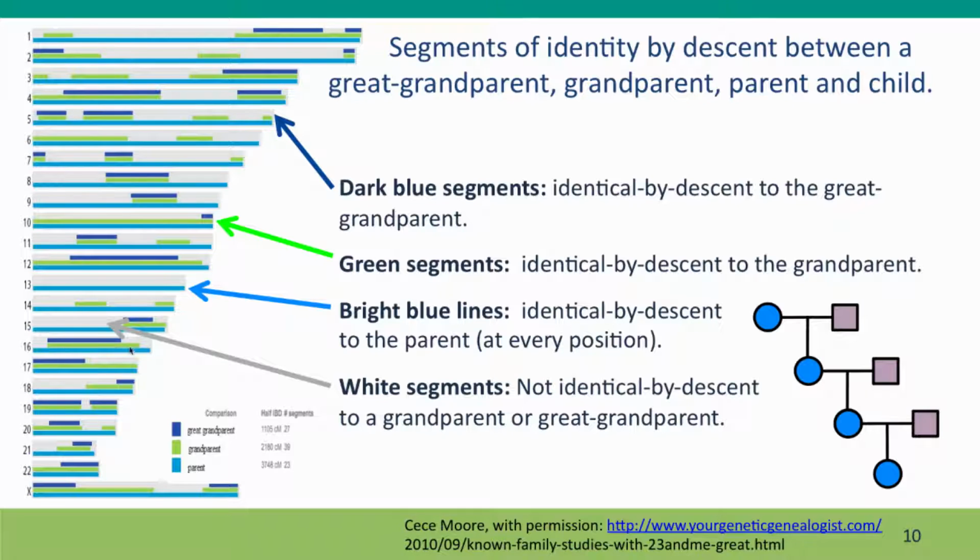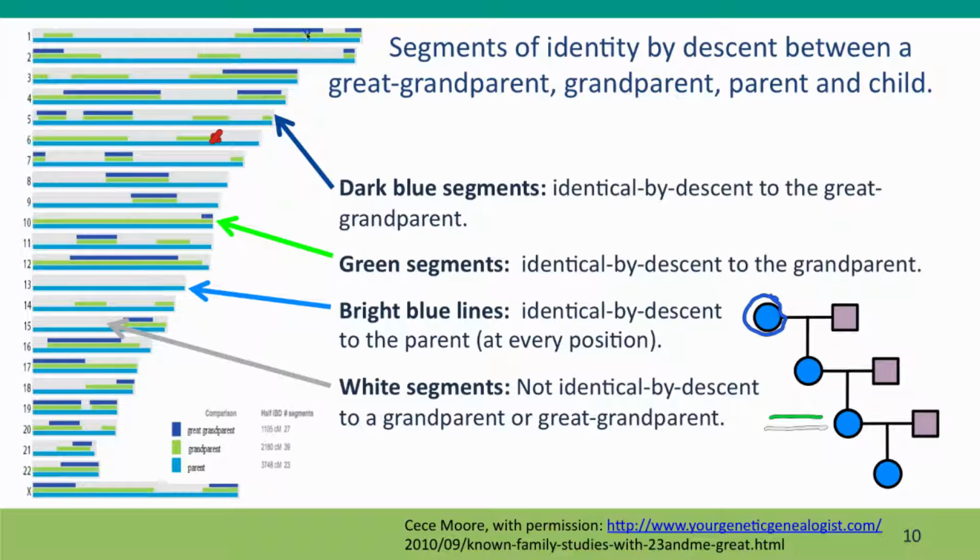The green segments show identity between the child and their grandparent. So these are segments of the grandparent DNA. Here I've shown it as if it was the grandmother, that were passed by the mother onto the child. And again, the breakpoints between the green segments and the not green adjacent segments represent crossovers that happened in the mother between the green chromosome and the white chromosome, the grandparental chromosomes. Finally, the dark blue lines represent segments that the child inherited intact from the great-grandfather.